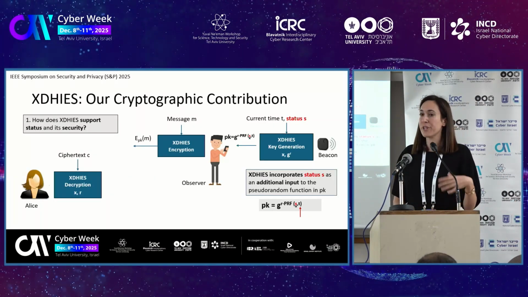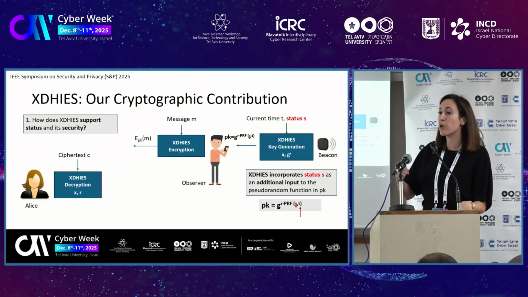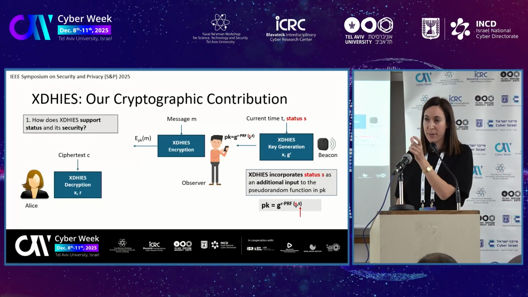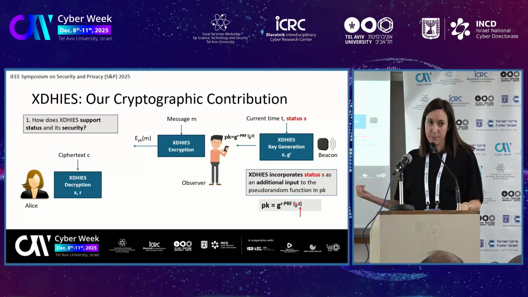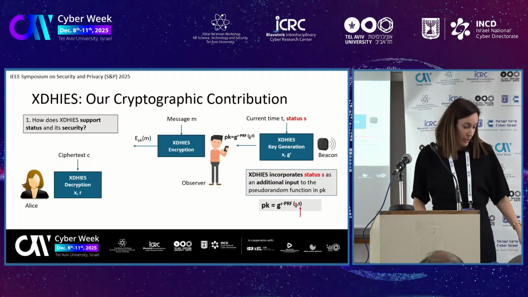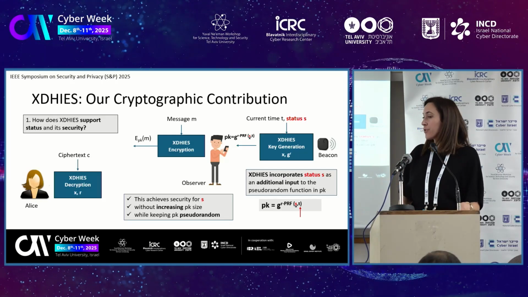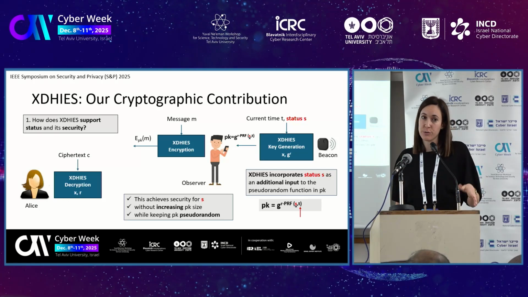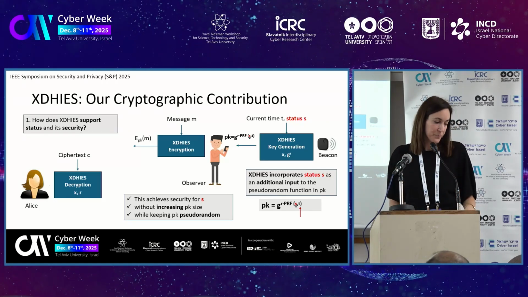In the following way. First of all, in order to support status and its security, we are going to incorporate this status in the public key itself as an additional input for the pseudo-random function in the public key. In this way, we're going to achieve the end-to-end security for the status, and we're going to achieve pseudo-randomness for the public key, and we're not going to increase the size of the public key.